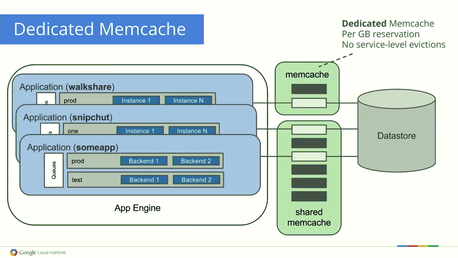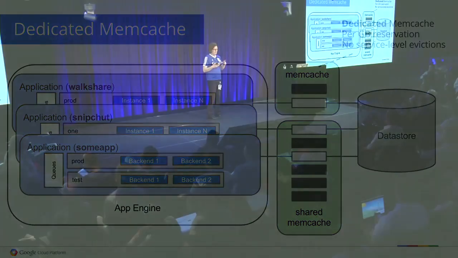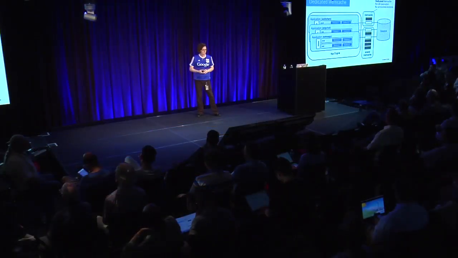We also have an option called dedicated Memcache, which allows you to reserve a specific size of Memcache for your application specifically. It's reserved per gigabyte, and you pay per gigabyte. So this would effectively allow you to control the way data is evicted from Memcache.